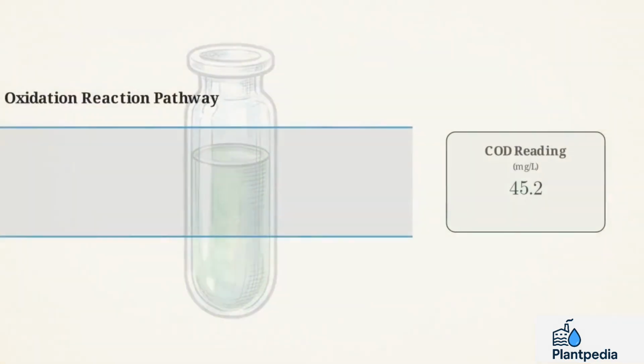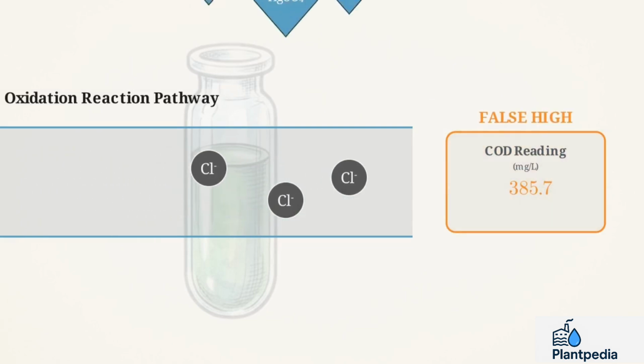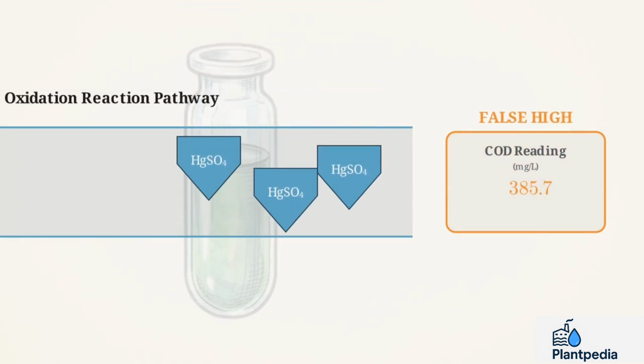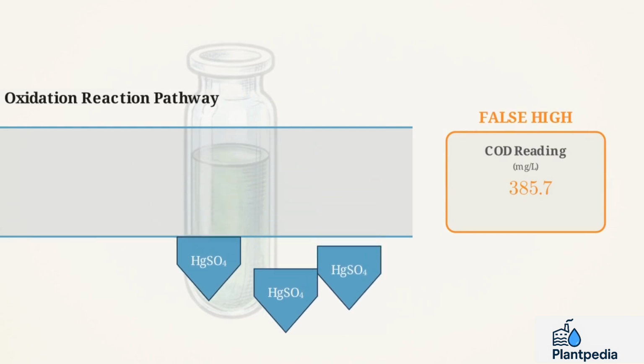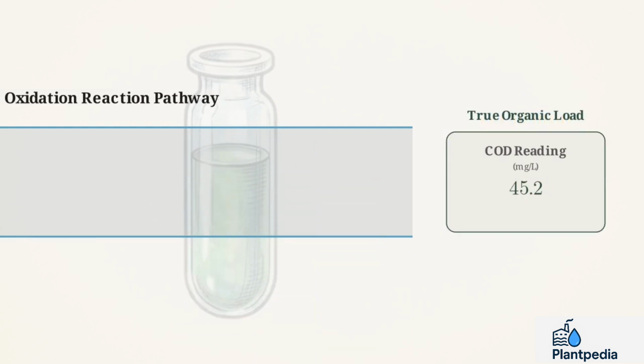This abstract logic model shows how we handle interference. The mixture contains mercuric sulfate, which binds directly to naturally occurring chloride ions. If left unchecked, those chlorides would oxidize and give you a falsely high COD reading.